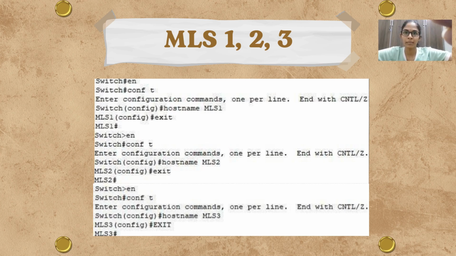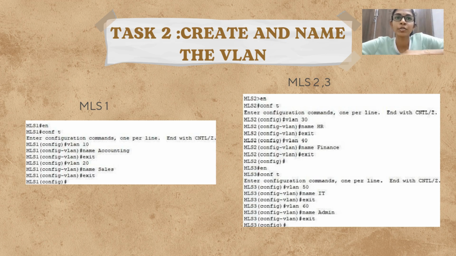MLS3. First step is enable. Second step is configure terminal. Third step is hostname MLS3. Fourth step is exit. Task 2: create and name the VLAN.